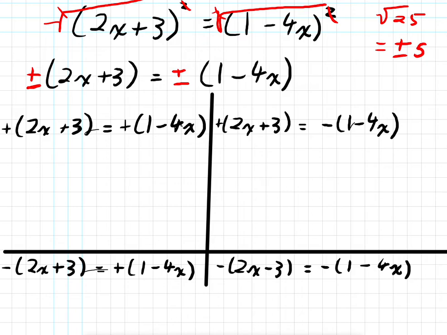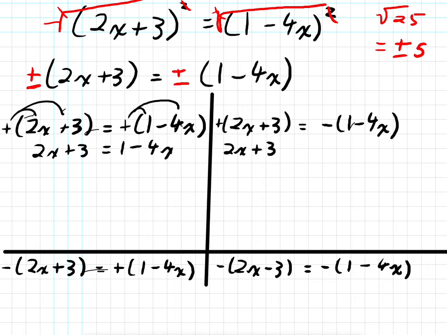We don't have any squares anymore, so it's actually really straightforward algebra. The only thing we have to do is distributive property. The very first one, everything's positive, so it's 2x plus 3 equals 1 minus 4x. Here we get 2x plus 3 equals negative 1 plus 4x. So we're getting a lot of answers here. Negative 2x plus 3 equals positive 1, negative 4x.